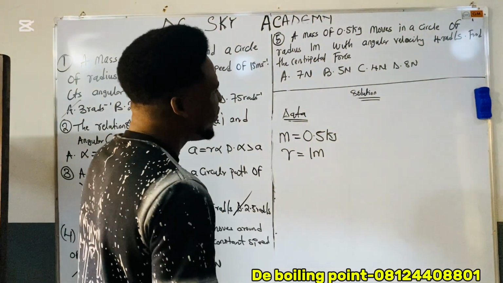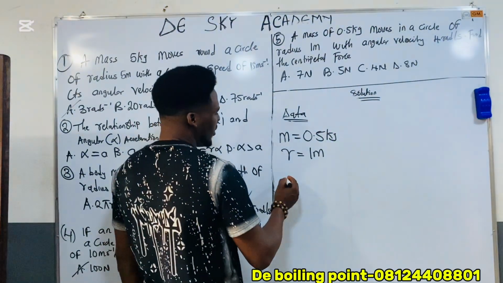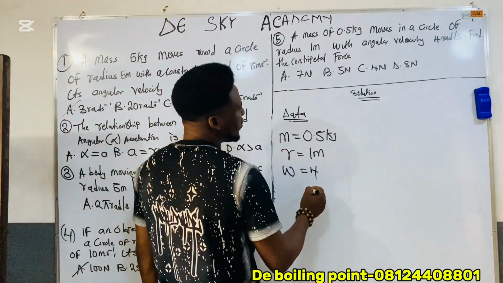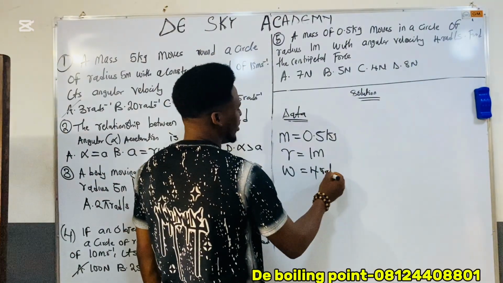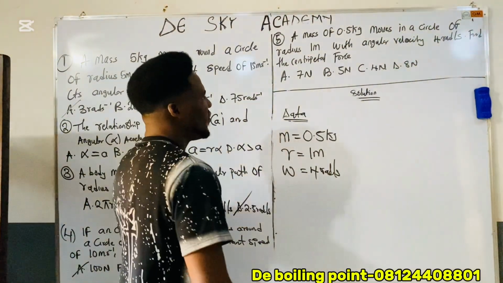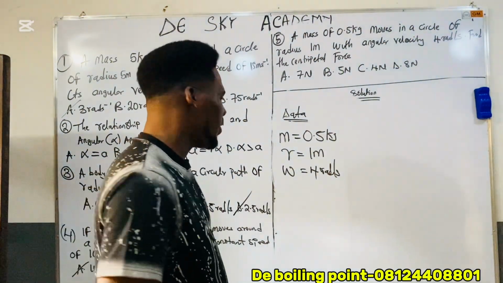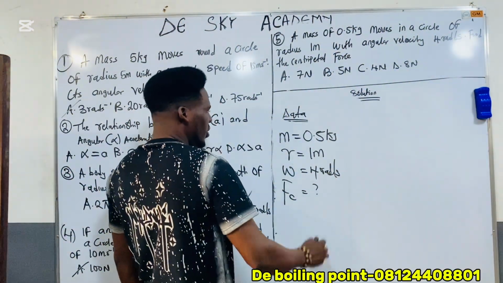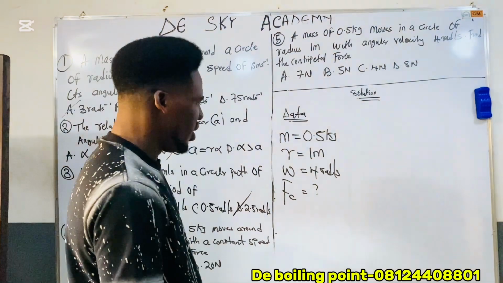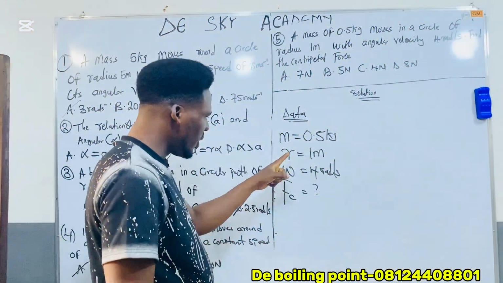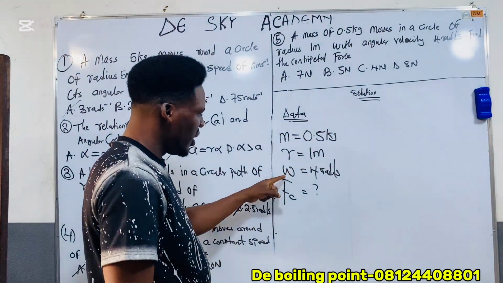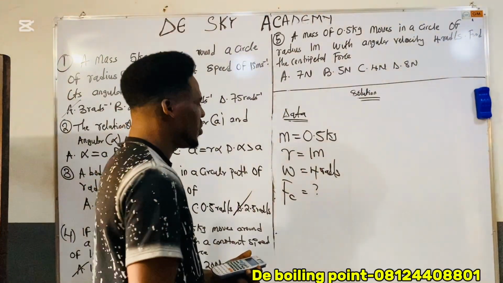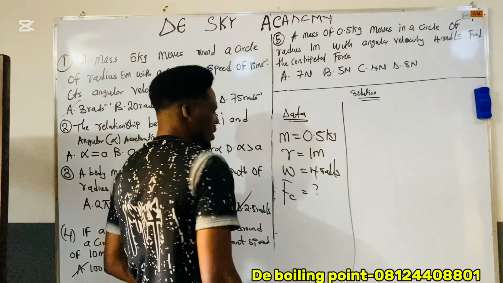With an angular velocity, they gave us angular velocity. Angular velocity, which is omega, is 4 rad per second. Find the centripetal force. They are still asking us to calculate the centripetal force. So in this case now, what do we do? They gave you mass, they gave you r, which is radius, and they gave you omega, which is angular velocity. But they didn't give us linear velocity. Okay, what you will do is this.